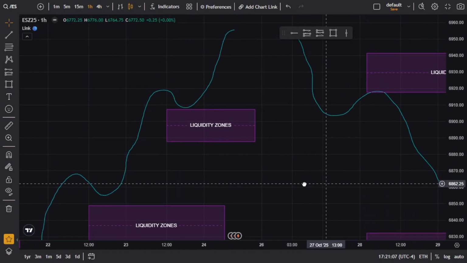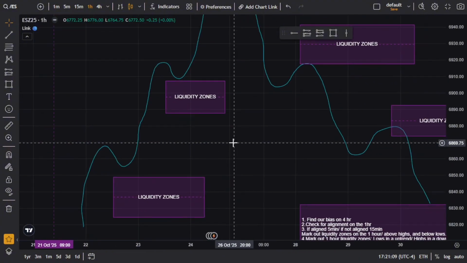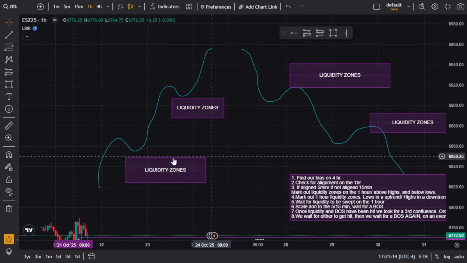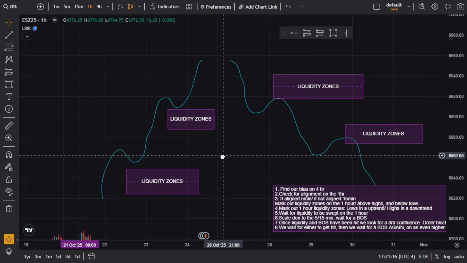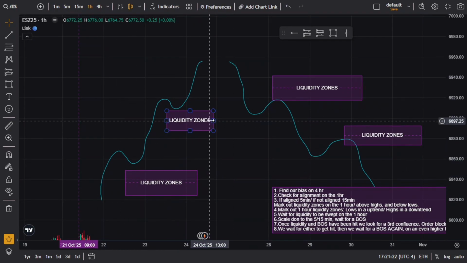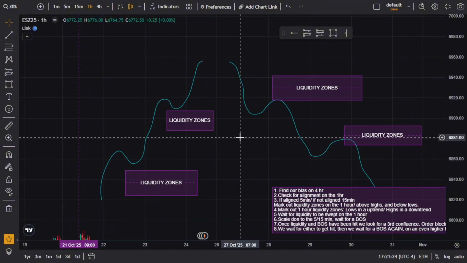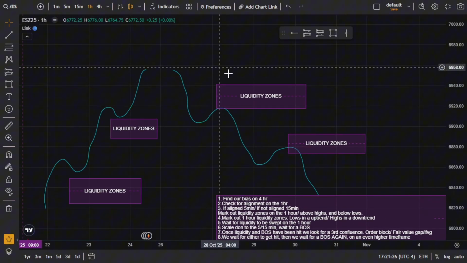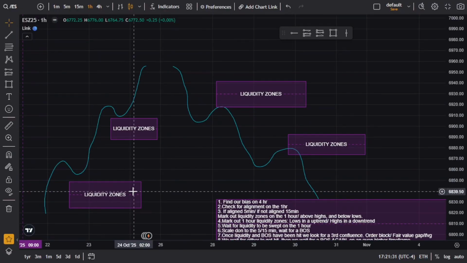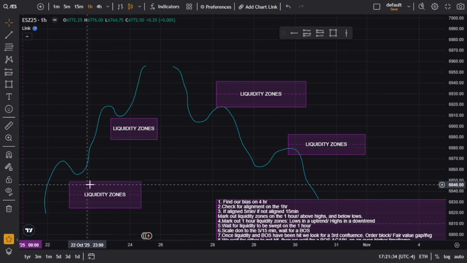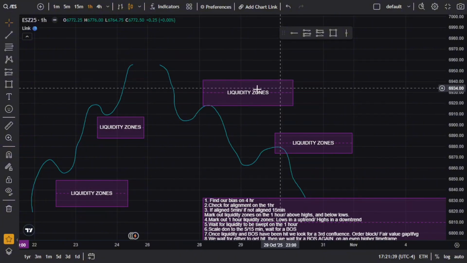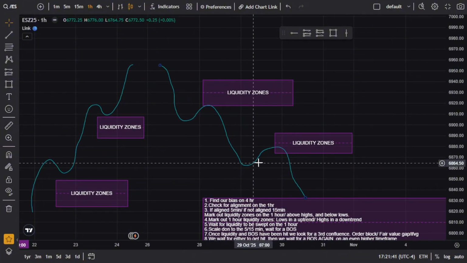I actually marked it out here. Liquidity zones are areas in the market where a bunch of orders are resting. So, liquidity zones in an uptrend rest below lows, and liquidity zones in a downtrend rest above highs. So if we're in an uptrend, we're going to be looking for liquidity zones below lows, and if we're in a downtrend, we're going to be looking for liquidity zones above higher highs.